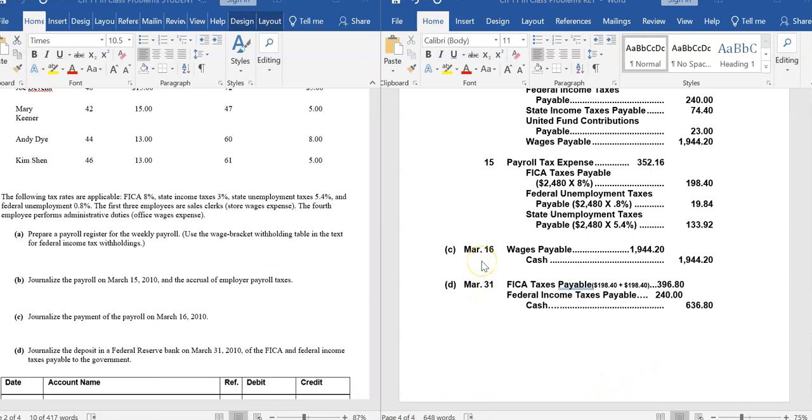Well, hopefully you have a better understanding of how payroll liabilities are calculated. Reach out if you have any questions.